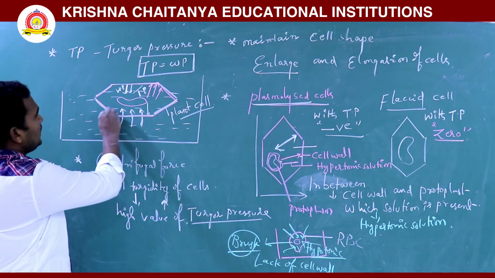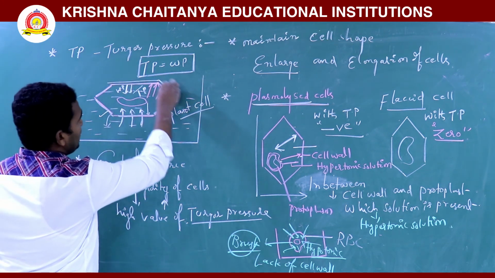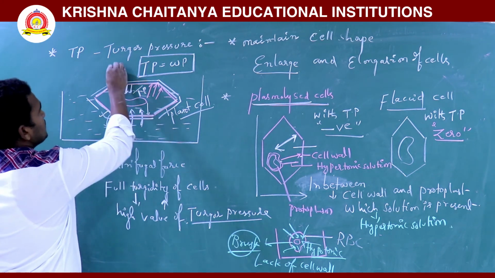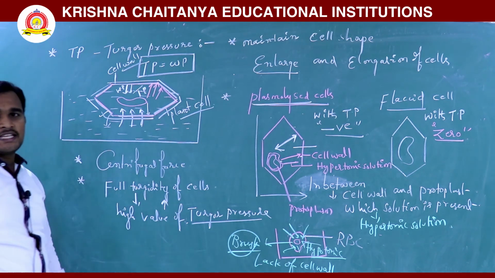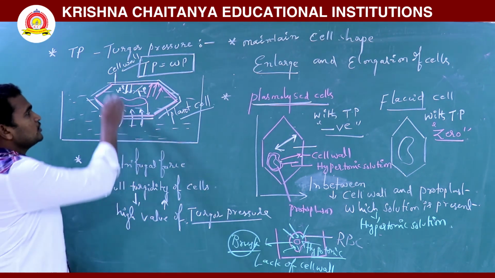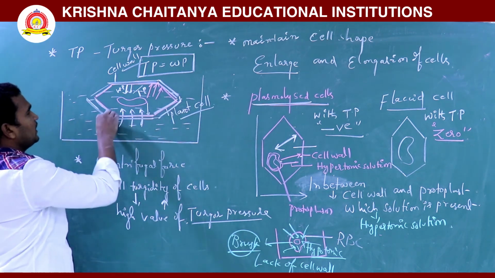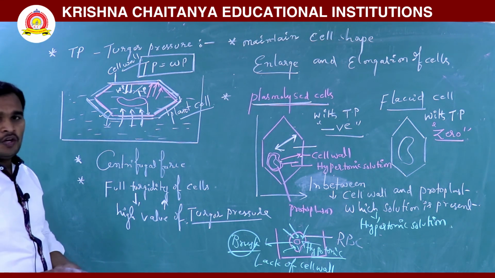In a plant cell, it is surrounded by a cell wall. Due to the cell wall, the cell does not burst. It also protects from bursting. That's why the cell only swells.